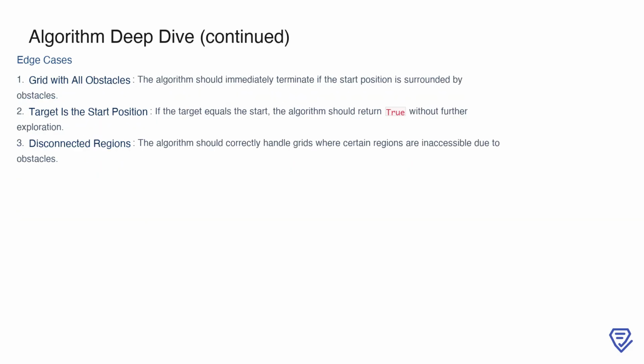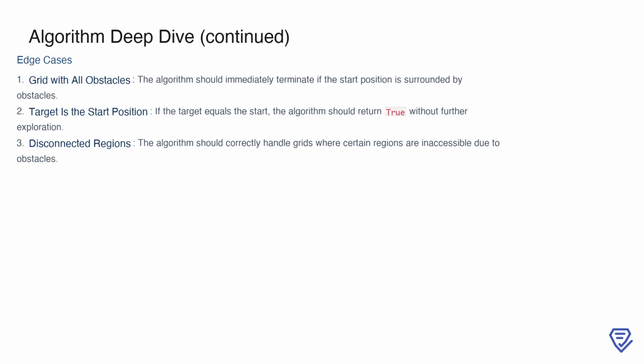Several edge cases must be considered to ensure the algorithm works under all scenarios. For instance, if the grid is entirely filled with obstacles, the algorithm should terminate immediately since no valid paths exist. Another edge case occurs when the target position is the same as the starting position. In this scenario, the algorithm should return true right away, as no movement is required.